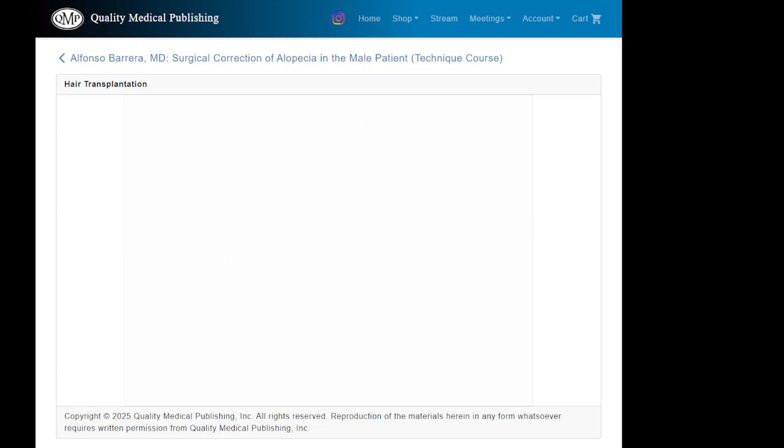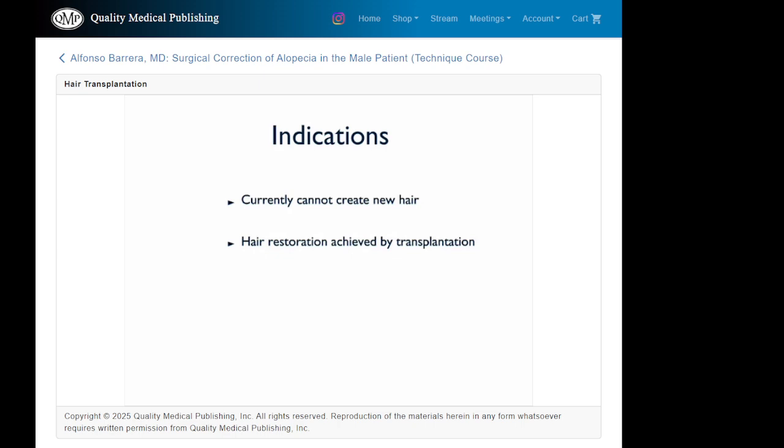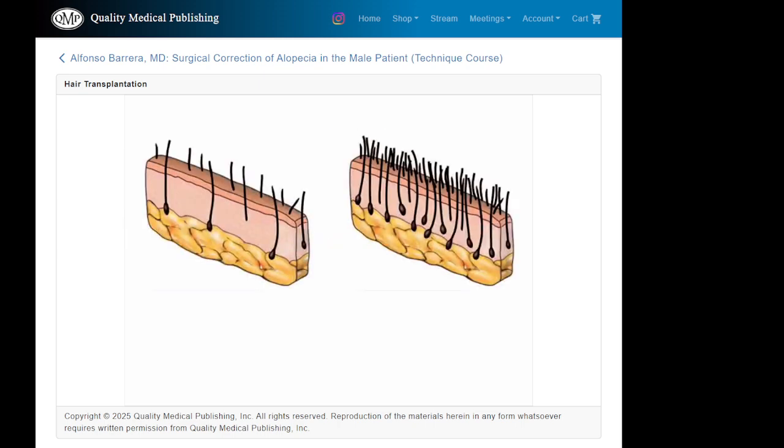Indications. To date, we have no method for creating new hair. All current techniques for hair restoration involve redistributing the patient's existing hair. Good candidates for hair transplantation are those individuals who have a favorable donor site surface area and density relative to the size of the area to be transplanted.